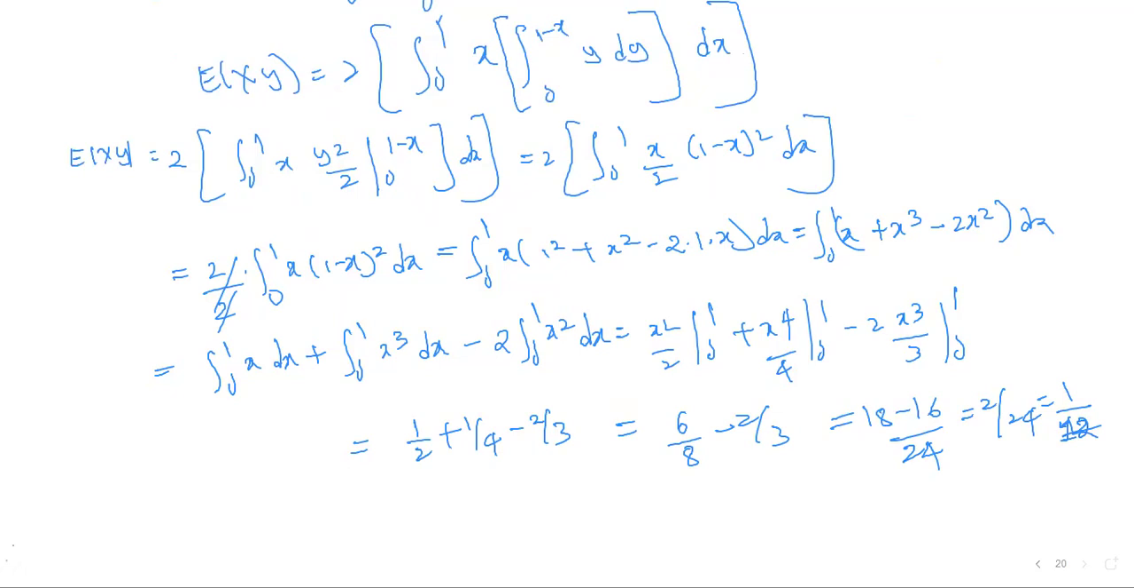So this is the concept of mathematical expectation in the case of bivariate or two-dimensional random variables. I hope it is clear. If you have any doubt, you can ask freely.